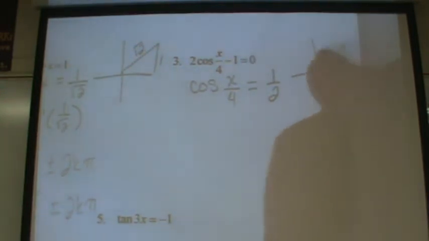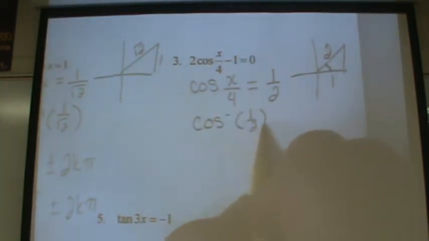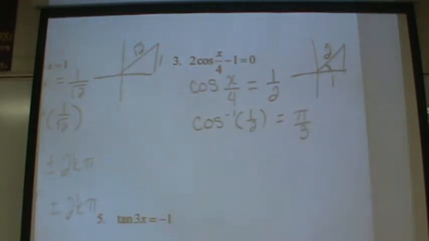So that's a 2. That gives us a pi over 3 angle. So inverse cosine of that 1/2 gives us a pi over 3 angle. And then where else is cosine positive? That's in the 4th quadrant. Our pi over 3 in the 4th quadrant is 5 pi over 3. And again, we want all solutions, so we plus or minus that 2k pi.